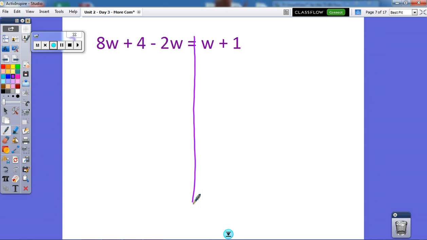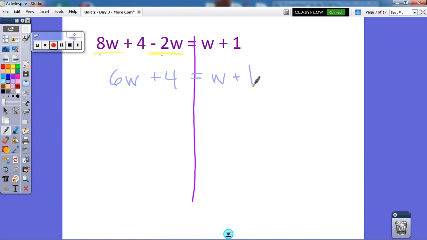Can anything be simplified? Guys, on the left-hand side, I see an 8W and a negative 2W. They are on the same side of the equal sign. So I just need to combine like terms. 8W minus 2W, that's the same as 8 minus 2, which is a 6W. Now this plus 4 is just going to come down. And on the other side, I have my W plus 1. Now, you didn't have to combine like terms first, but it will make your life easier.